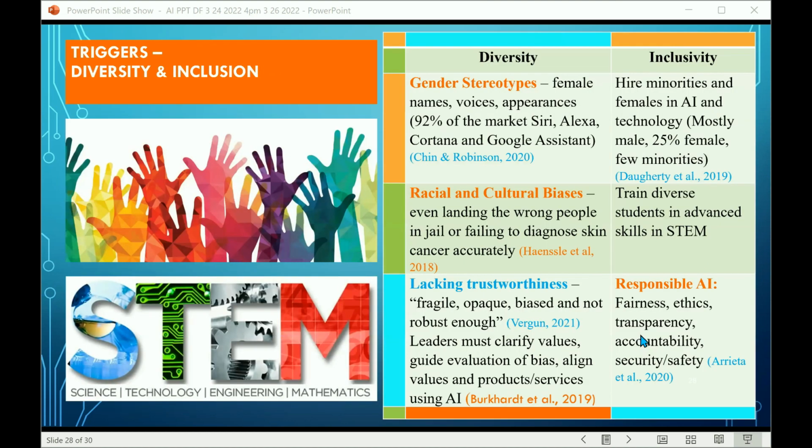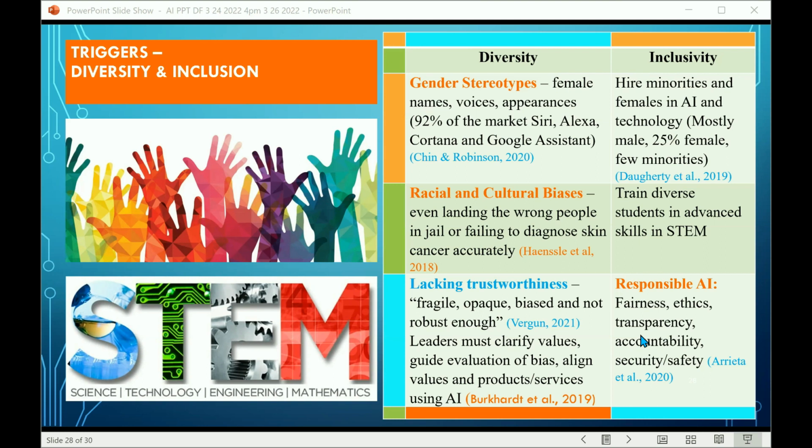Triggers of diversity and inclusion. Diversity, one of the biggest things that we saw with AI is that it has been criticized because there is some gender bias with some of the smartphone apps, Siri, Alexa, Cortana, Google Assistant, which is 92% of all smartphone apps, have been using female names, voices, appearances. And that was because of the bias of the developers who believed female voices were more pleasing, helpful, and accommodating.